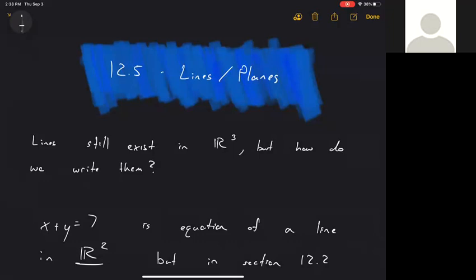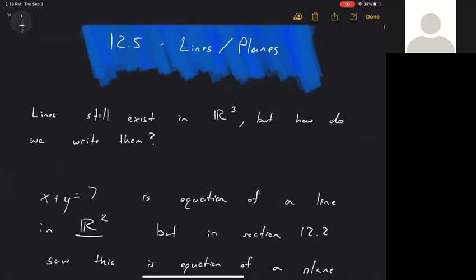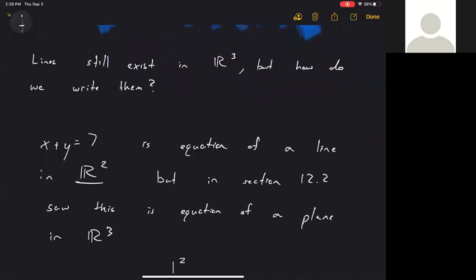So we're beginning the last two sections of chapter 12, and these are all going to be about drawing surfaces and lines and planes in R3. We're going to start out with the most basic things, lines and planes, and then in 12.6 we're going to draw some more complicated things. So let's learn how to draw. Let's start with lines. How do we draw lines in R3?